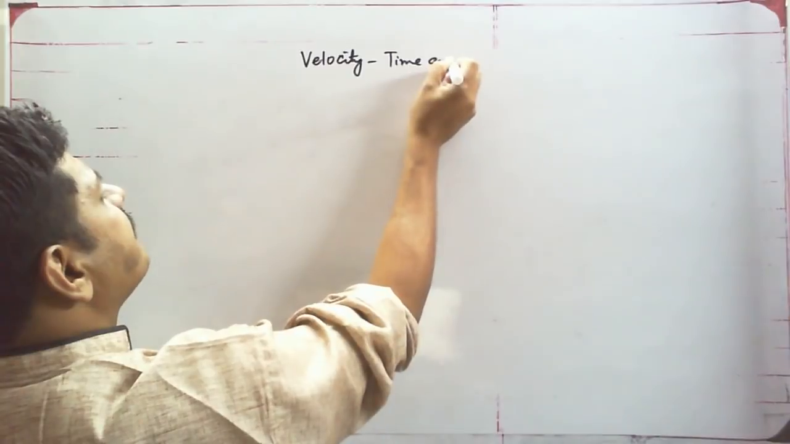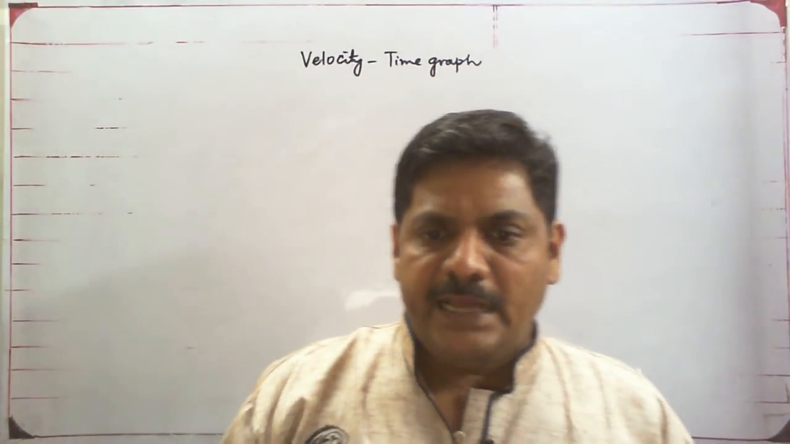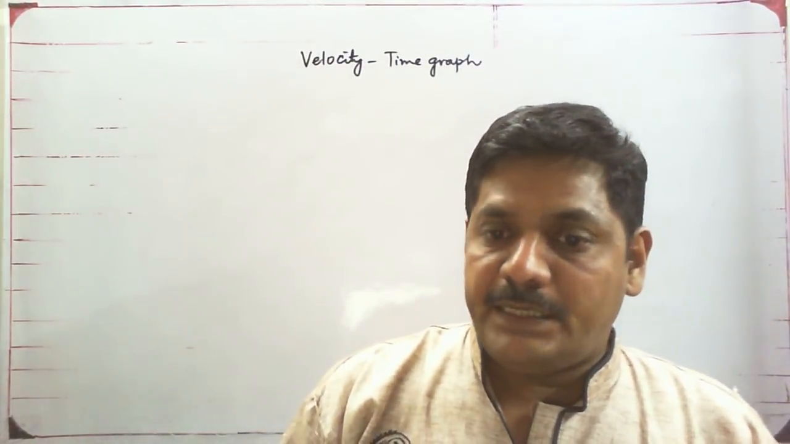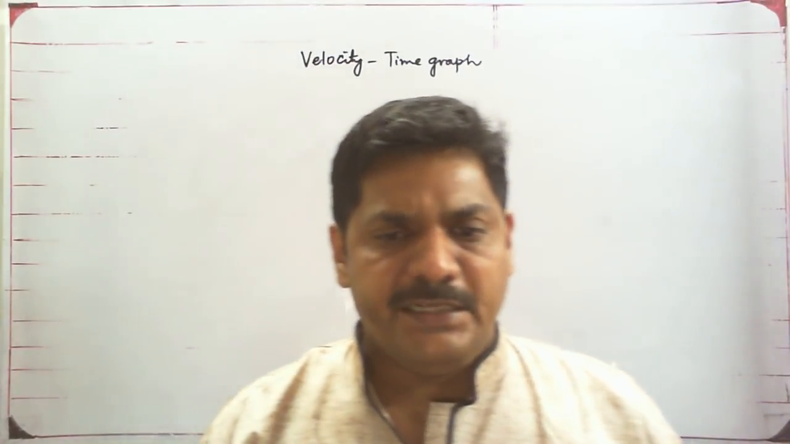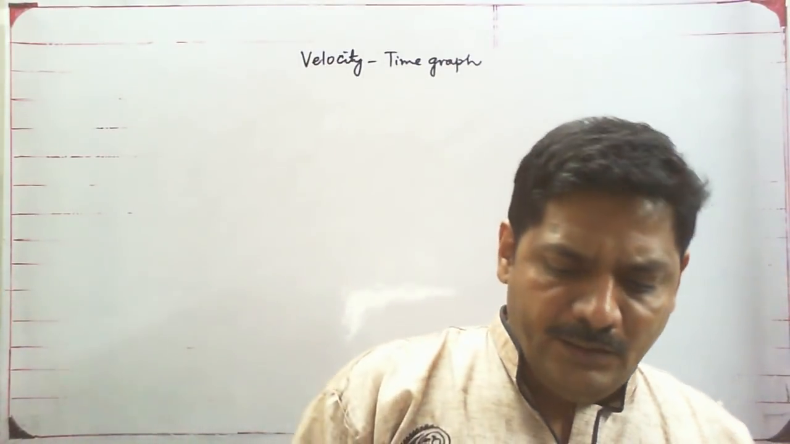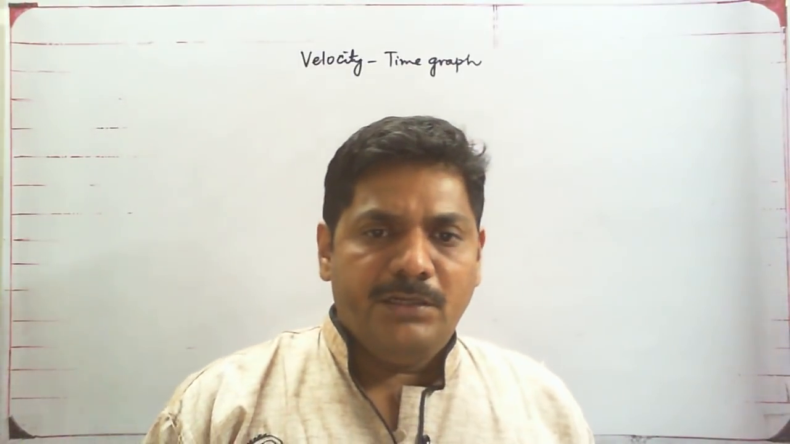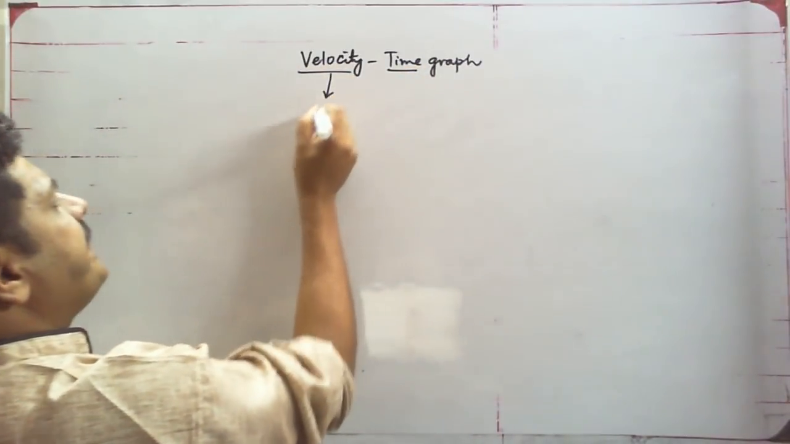You can call it as velocity time graph, or you can call it as speed time graph. In class 9th, velocity and speed can be considered to be same. But in class 11th, velocity is completely a different topic and speed is completely a different topic. Now you can simply say velocity time graph or speed time graph. Now in velocity time graphs also, we need to plot a graph.